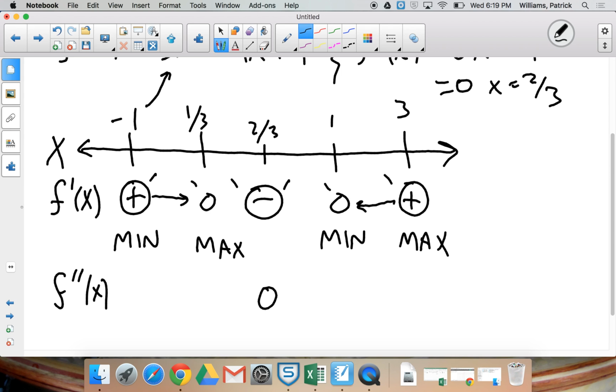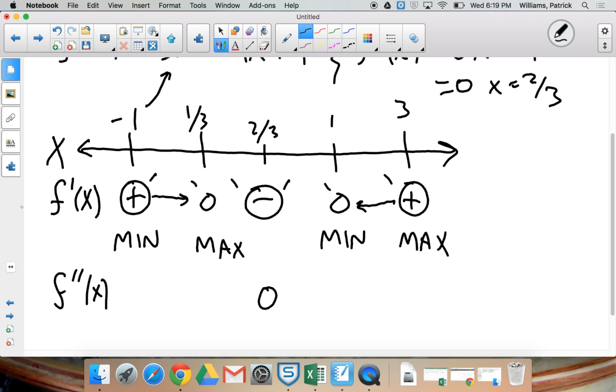Those are negative infinity, 0, 1, and positive infinity, because when you plug those 4 numbers into any equation, they're going to be the easiest ones to determine what the value of that equation is. And in this case, we don't need to know what the value of f double prime of x is. We just need to know, is it positive or is it negative?